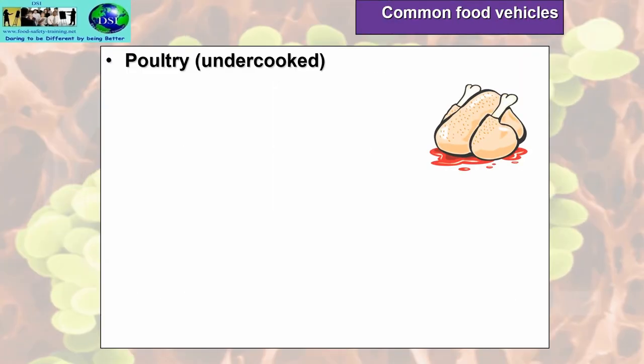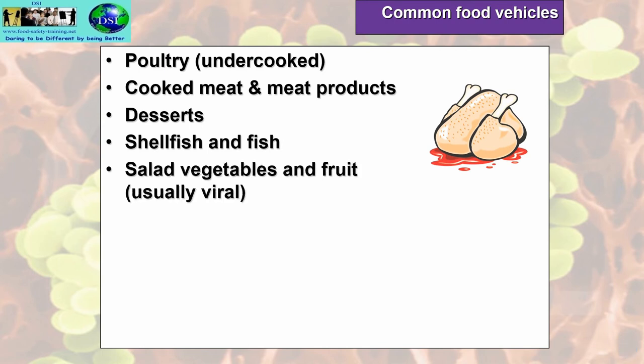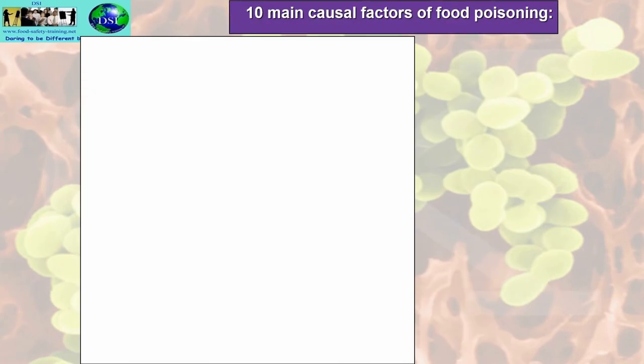Common food vehicles are poultry, which is undercooked, cooked meat and meat products, desserts, shellfish and fish, salad vegetables and fruit, which is usually classed as viral infection, egg products and eggs, milk and milk products. And that's the last of the food poisoning bacteria, so quite a lot of information given there. As I say, use the notes that have been provided to read up on them a bit more before the exam.